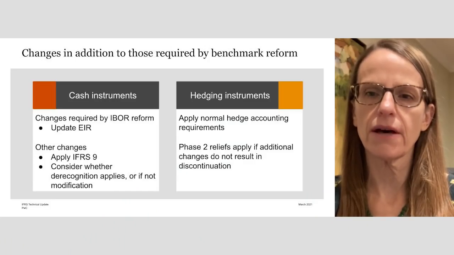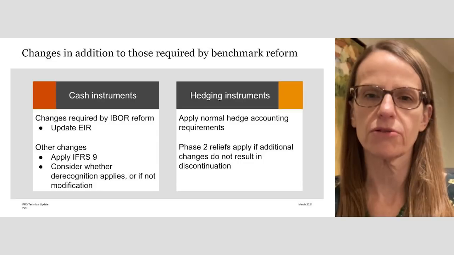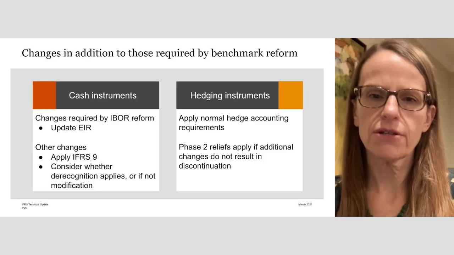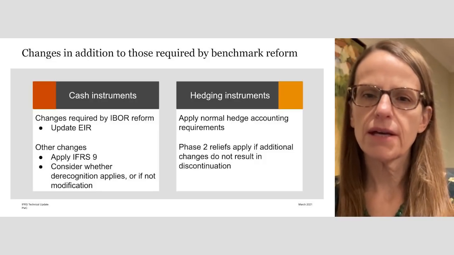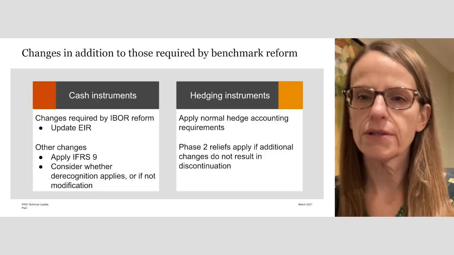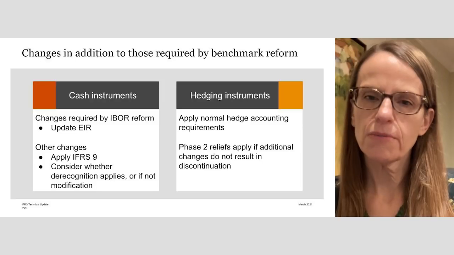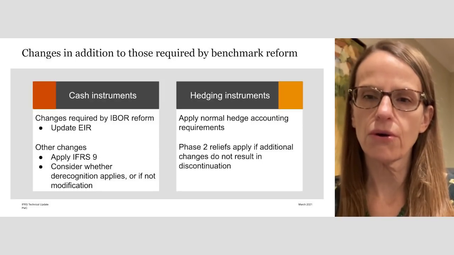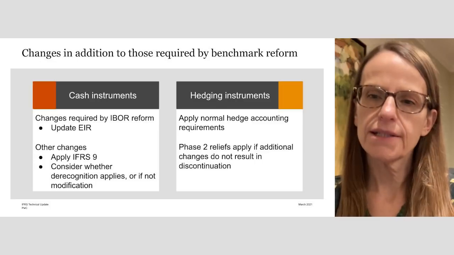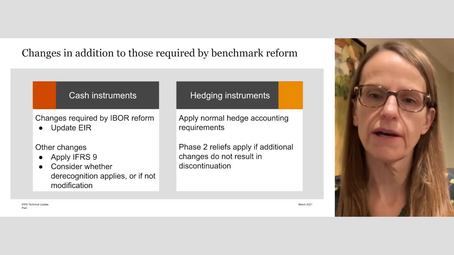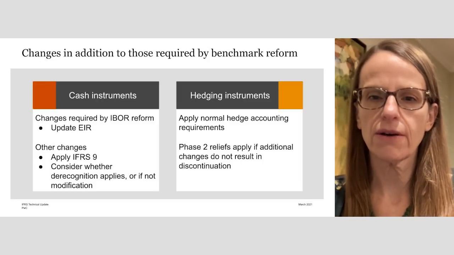So as entities start their transition to the new rate, the key question is, what if additional changes are made, changes in addition to the ones that are required by benchmark reform? What are the accounting consequences? Let me start with cash instruments first. If changes are made in addition to the changes that are required, these additional changes would not be eligible for the reliefs. So an entity will first have to update the effective interest rate for the changes that are required by IBOR reform, and then apply IFRS 9 to the other changes. That is, determine whether derecognition applies, and if not, apply modification accounting.